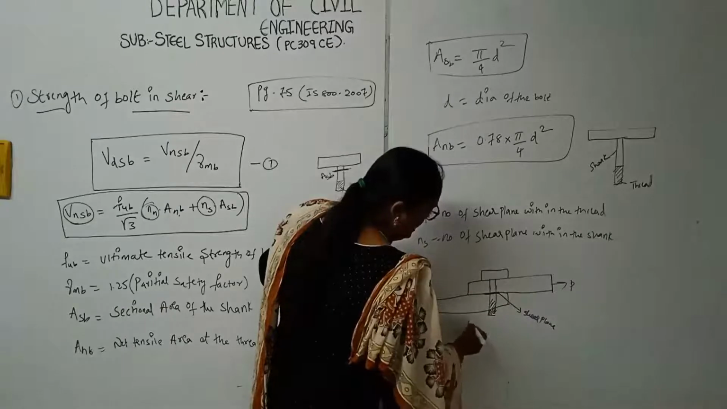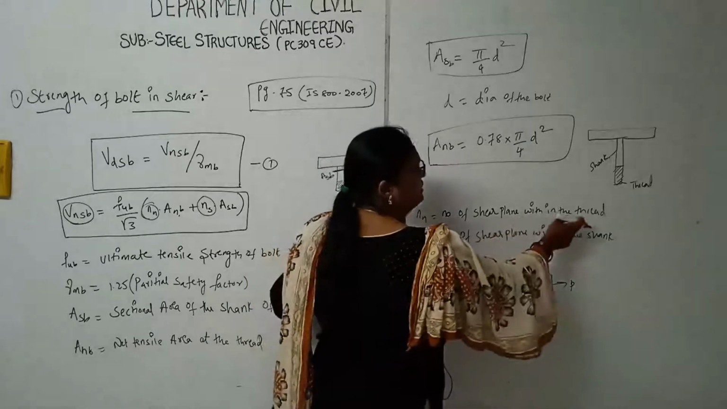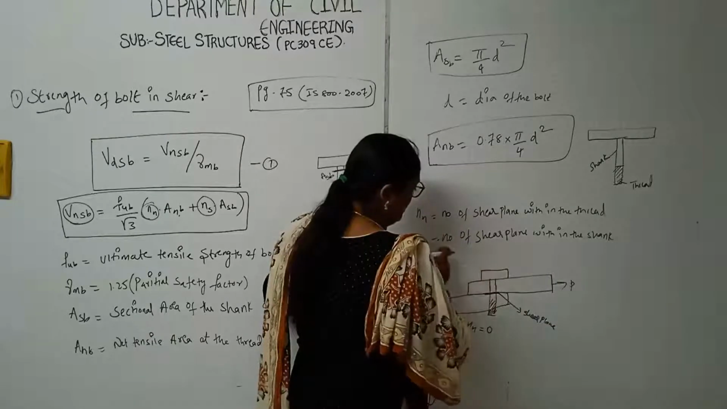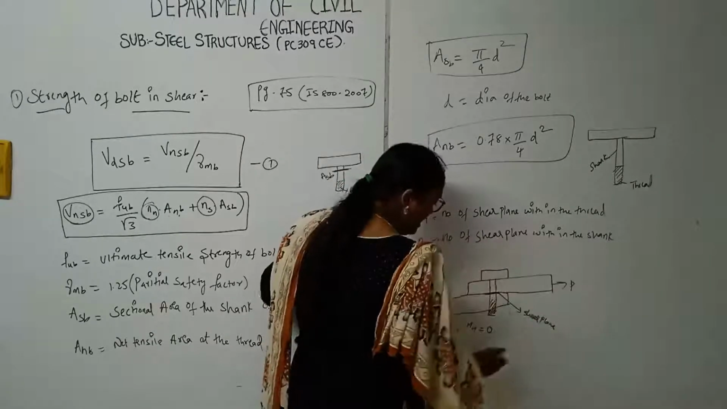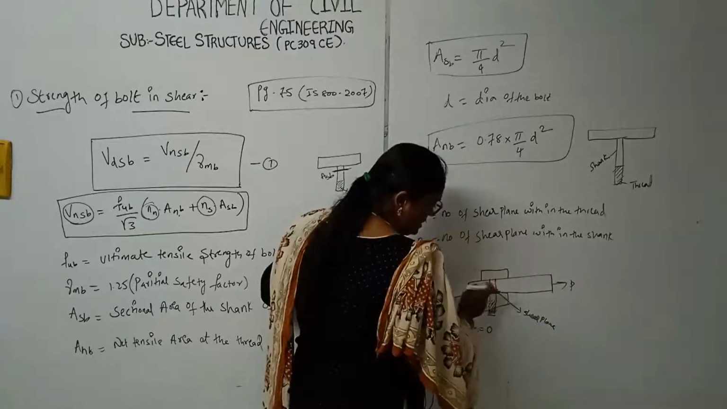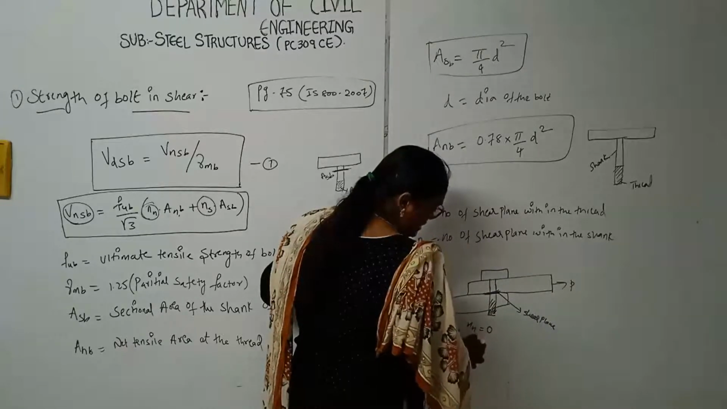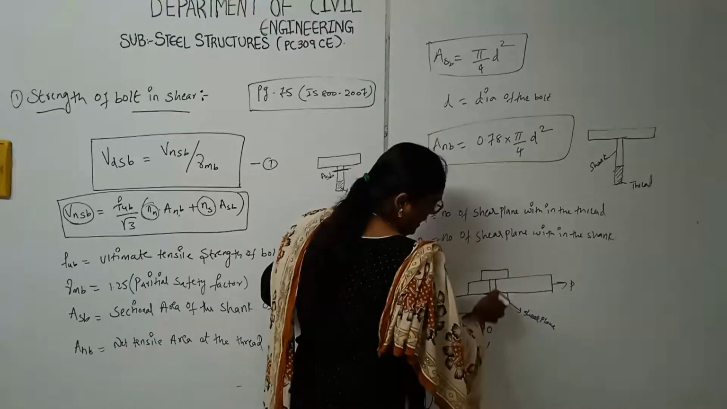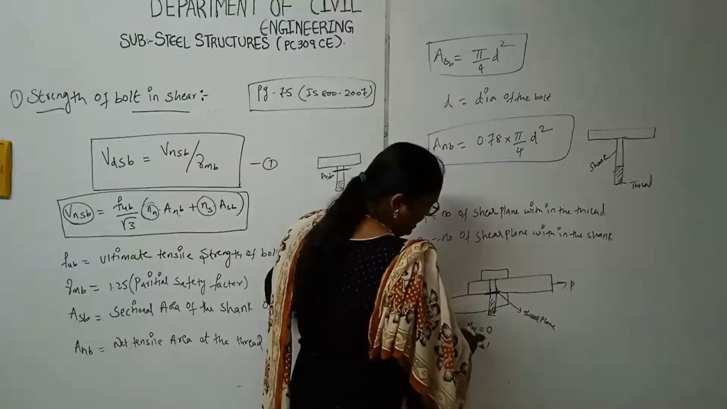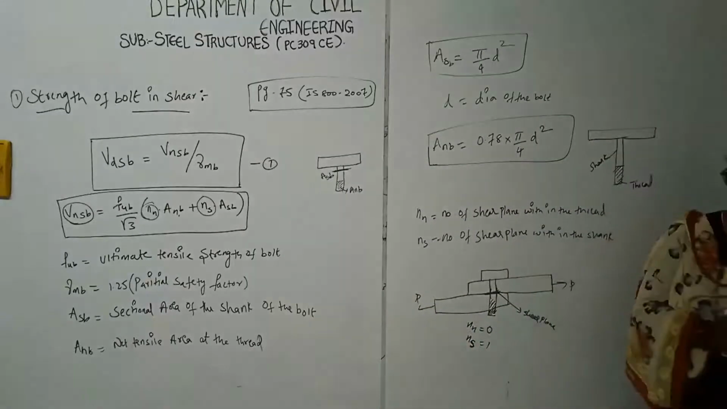So obviously your NN will be 0, because the number of shear planes within the thread is none. Coming to the number of shear planes within the shank, the shear plane lies in the shank, so NS will be 1. Here you have a complete shank portion, so NS is equal to 1. We will see one more example with a double cover butt joint.